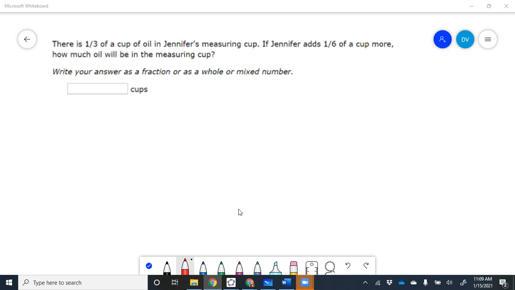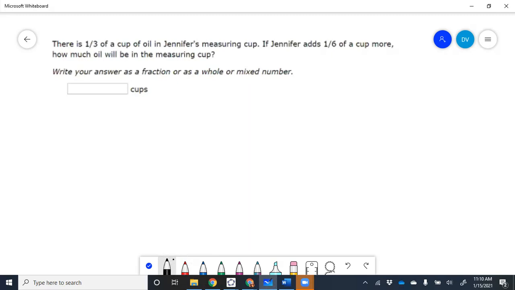Okay, so this problem says there's a third of a cup of oil in Jennifer's measuring cup, and if Jennifer adds 1/6 of a cup more, how much oil will be in the measuring cup? What that means is we're just going to add what she had in the cup originally and what she adds to it. Let me write what I just said.